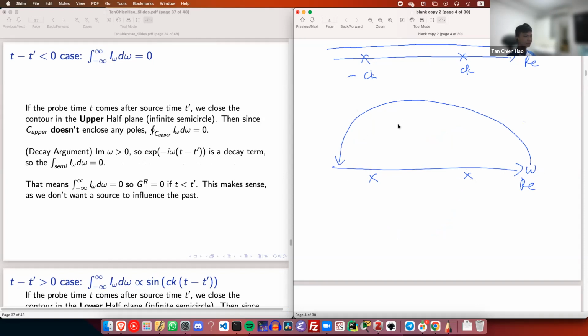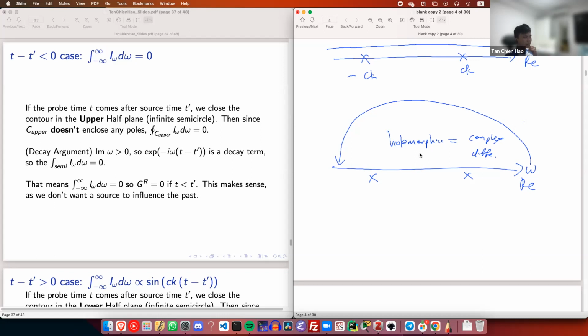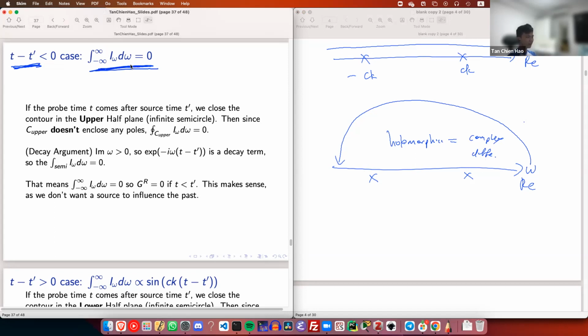which means that the contour integral is 0 because inside it the function is holomorphic. There are no poles. Holomorphic is essentially saying complex differentiable. Oh, sorry. So I see that if t is less than t prime, then the value of my integral is 0, and that means the entire Green's function is actually 0.